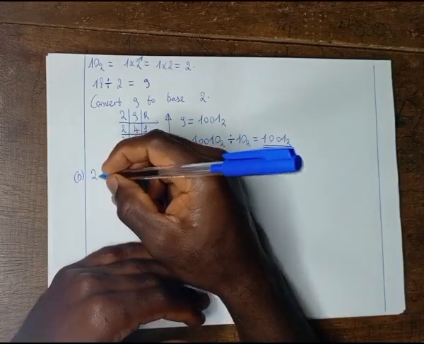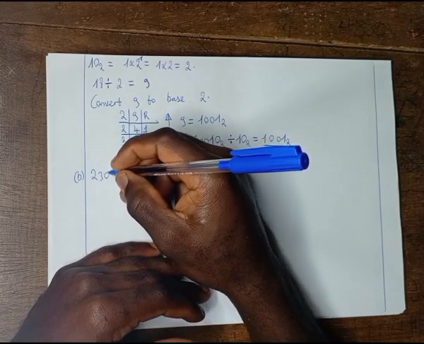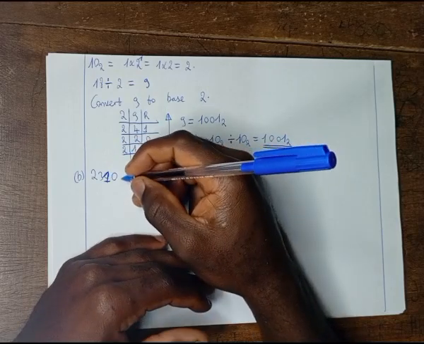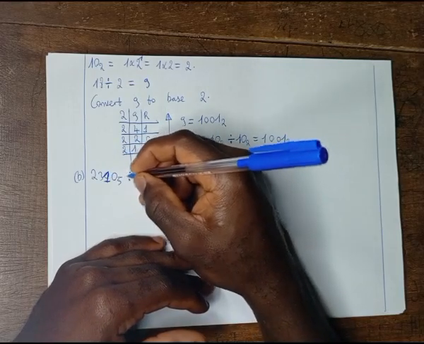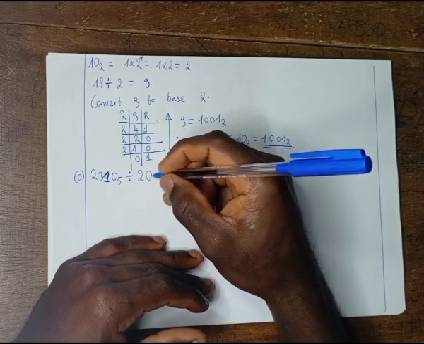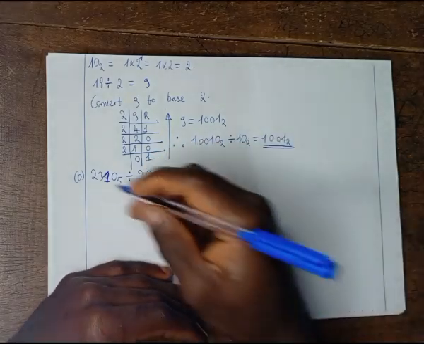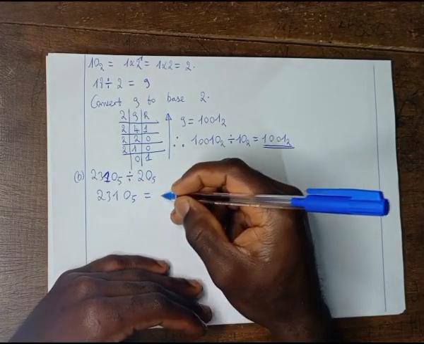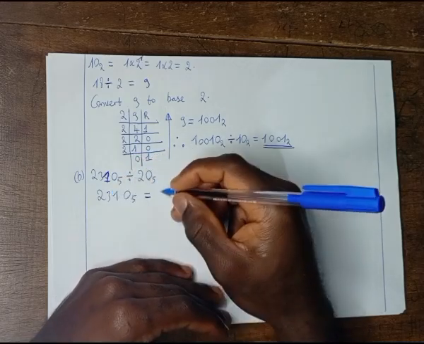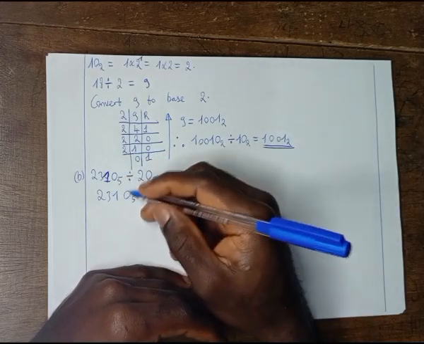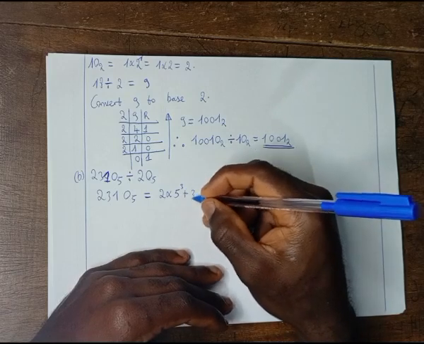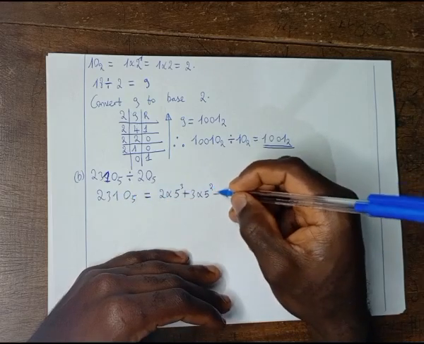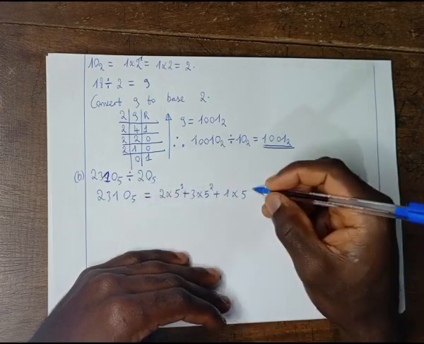For B, we have the number 2310 in base 5 divided by 20 in base 5. First thing, we need to convert these two numbers to base 10. If you take 2310 in base 5, it will simply be equal to converting it to base 10. This will give us 2 times 5 raised to the power 3, plus 3 times 5 raised to the power 2, plus 1 times 5 raised to the power 1.